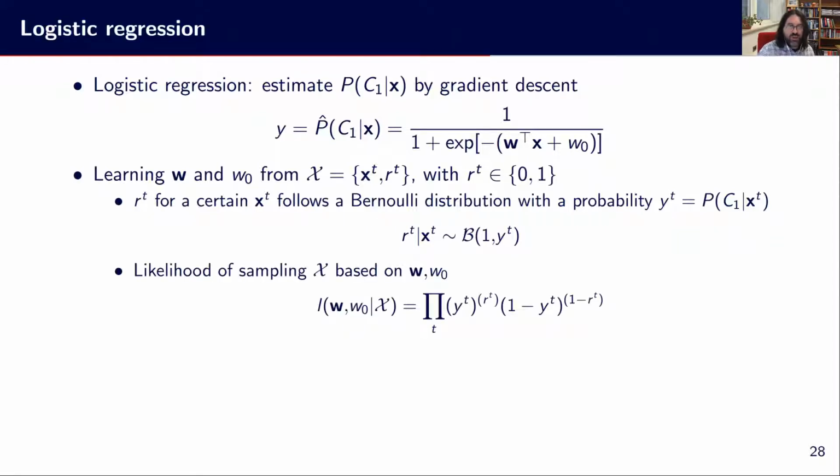From that, we will get back to the likelihood. So we will define a likelihood of sampling the training set big X based on our parameters W and W0. This is the same maximum likelihood approach that we used before, and we are applying this here. But given that we assume the RT are Bernoulli, we will get this. We are simply getting that the likelihood is equal to the product over all samples of YT to the power RT times 1 minus YT to the power 1 minus RT.